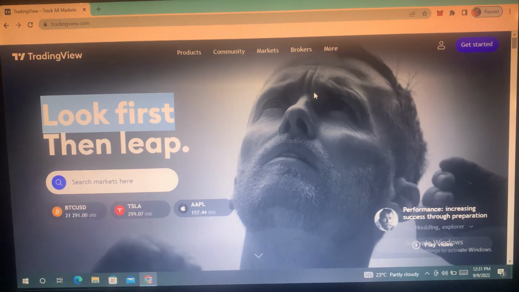Using TradingView. TradingView is the best place for me. It is the best place to analyze your trade, your pairs, your currency pairs before you actually take a trade. I'm going to be showing you guys how to do that, and today I'm going to show you how to use TradingView to analyze your market. So as you can see, I'm on tradingview.com, and I'll show you guys how to use it.